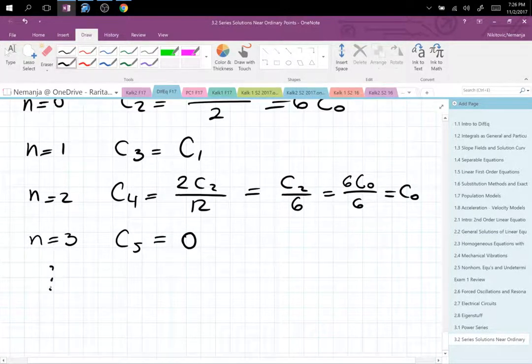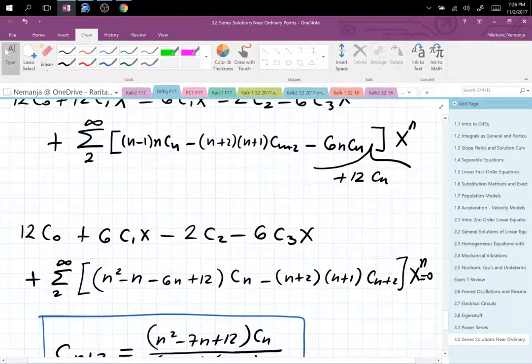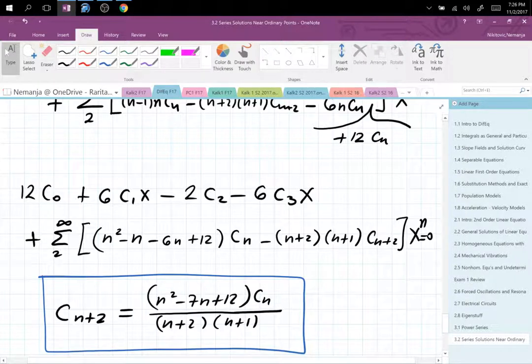And then this is going to go on forever. Then you write your solution, you go back, pick up all of the terms that you peeled off, combine x's with x's, and replace C2 and C3 with C0 and C1.